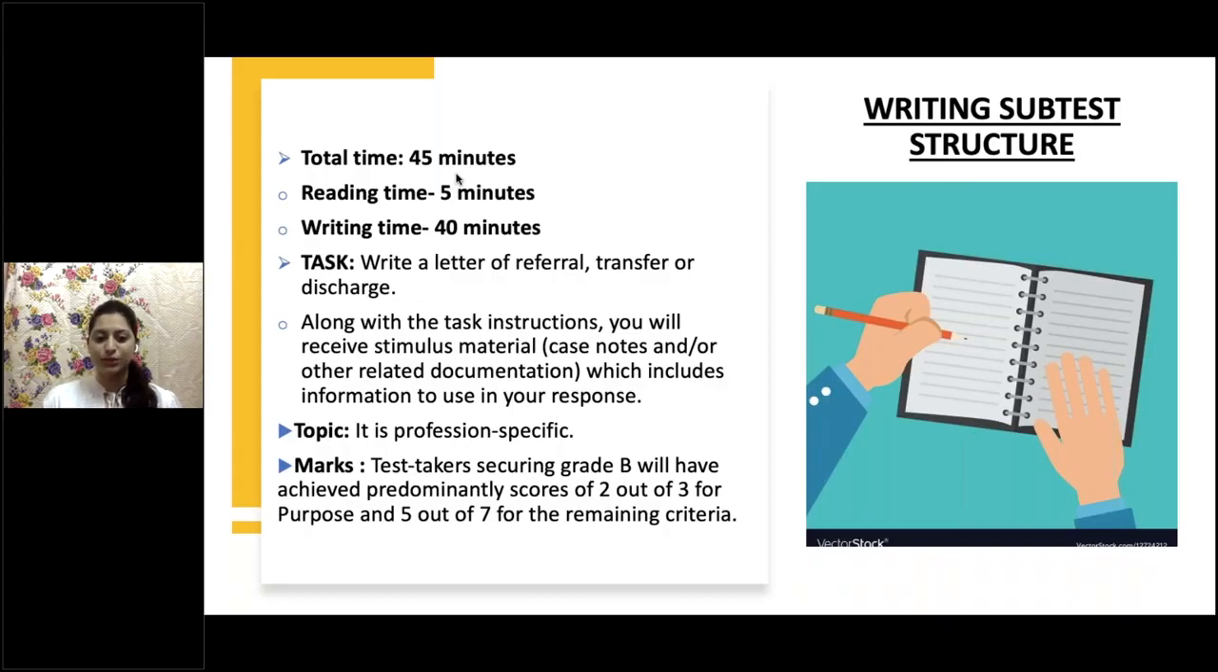So let's look at the marks distribution. Test takers who want to secure a B grade should get around 2 out of 3 for purpose and 5 out of 7 for the remaining criteria. These criteria I will describe in a few minutes. And recently for nursing, a C+ has also been accepted, but for medical and other professions, it's usually a grade B.